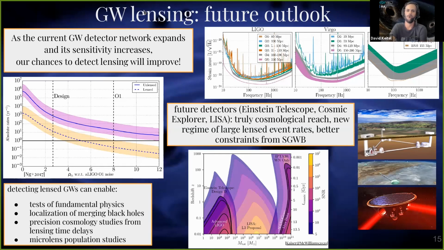And once we start observing these, we can test fundamental physics, localize merging black holes much more precisely, contribute to cosmography, and look at microlens populations in detail.